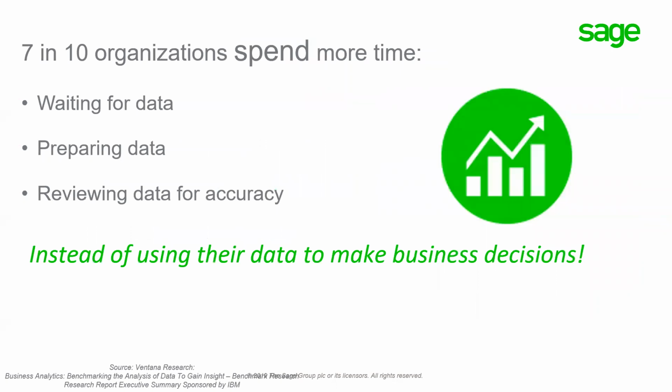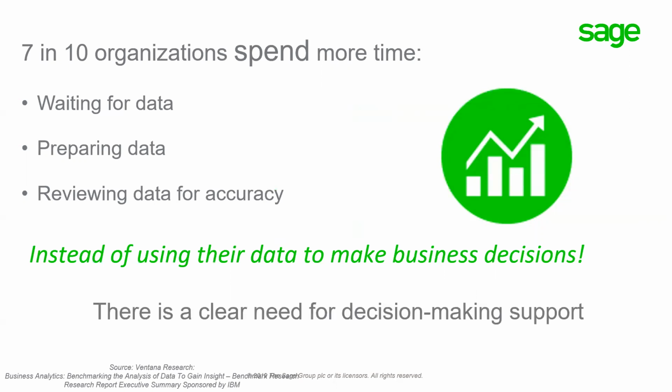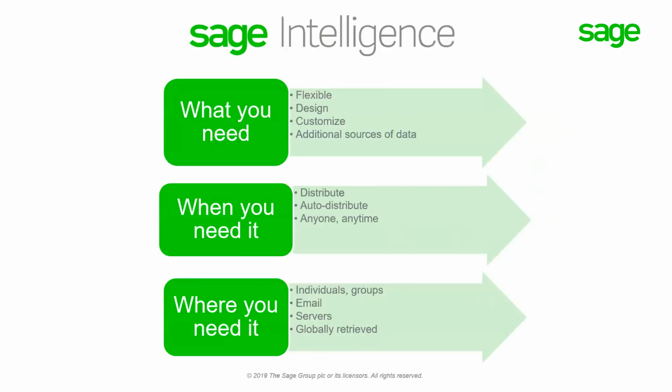We find also that in 7 in 10 organizations spend more time waiting for data, preparing it, and looking over to make sure it's accurate, rather than just having a report, running it, and making decisions. So we've seen there's a clear need for decision-making support. In other words, people need information the way they need it and how they need it.